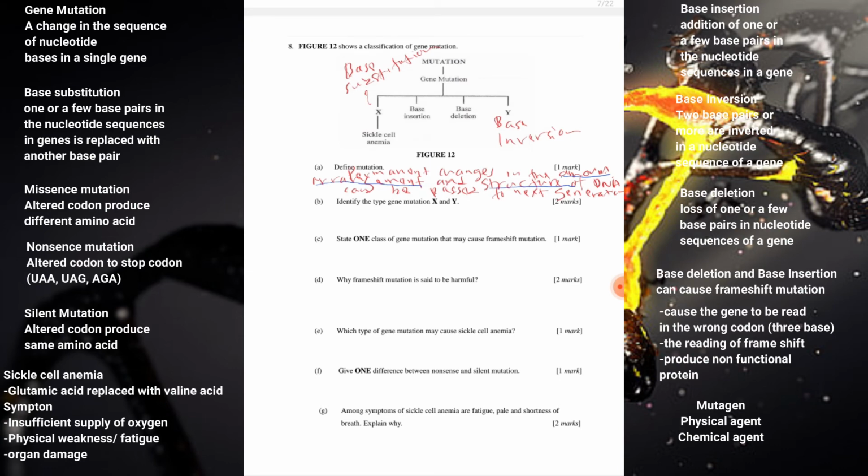So identify the type of gene mutation X and Y. X is referred to base substitution because it causes sickle cell anemia when glutamic acid is replaced by valine. Okay, Y is referred to base inversion. Okay, state a class of gene mutation that may cause frameshift mutation. So either you put base deletion or base insertion. Both are correct because both can cause frameshift mutation.